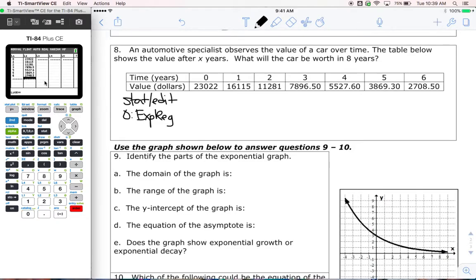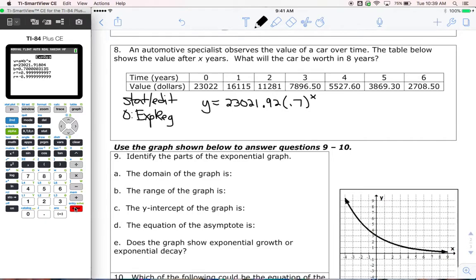All right, we've got our numbers in. We're going to go back to stat. We're going to go over to calc. We're going to choose option 0 for exponential regression. And we get our equation here. I'm going to write it down. So my calculator is giving me y equals 23,021.92 is what I'll do. And then we're getting 0.7 to the power of x.